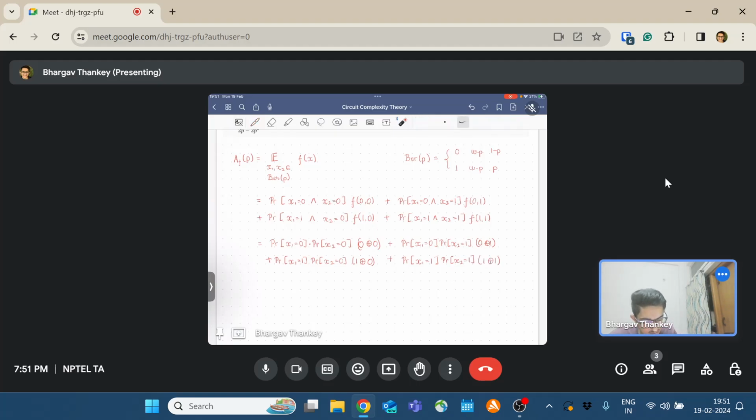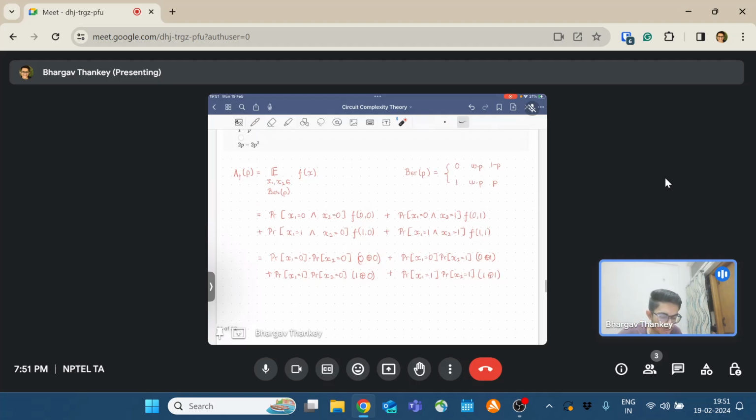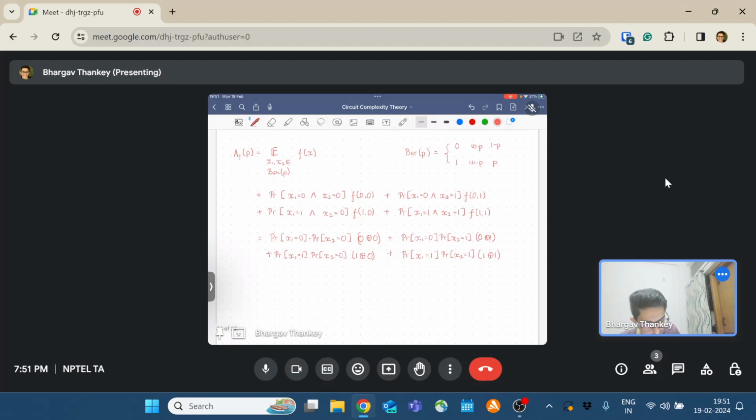Okay. Now we know these two are zero, right? 0 XOR 0 and 1 XOR 1 are 0, right? So we can completely ignore these two. So we are only left with these two. And so this is 0 plus this is 0.